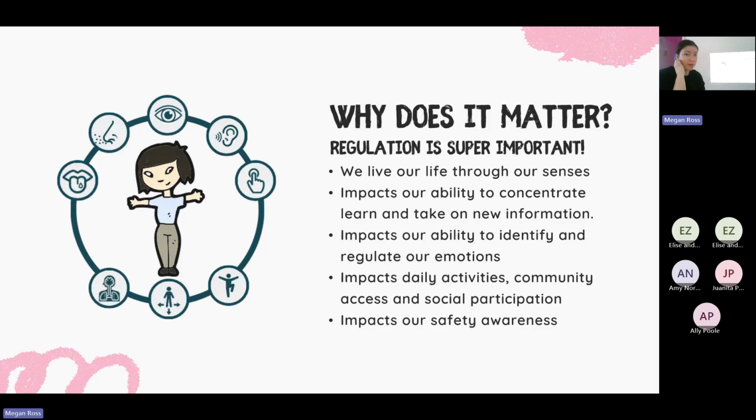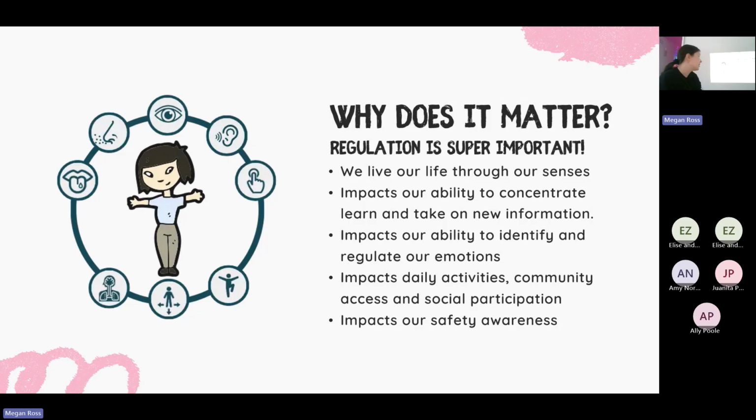Or like I was saying before, if we're sensitive to certain information and we're in a classroom, it can be really overstimulating. It's going to be really hard to listen to the teacher, notice the information we need to be taking on, and learn that stuff when we're overwhelmed and overstimulated.